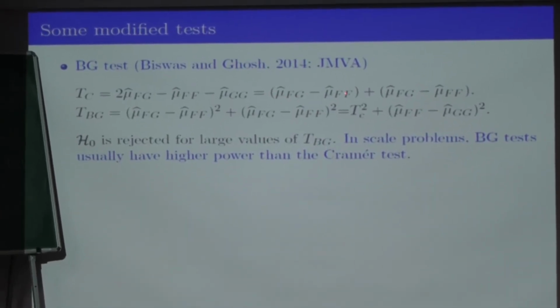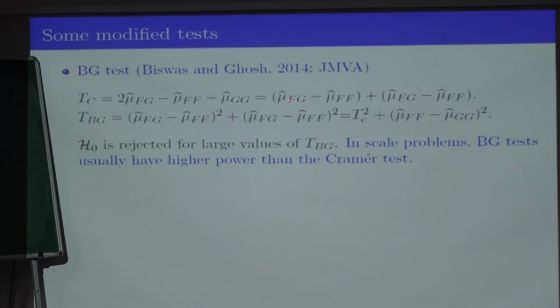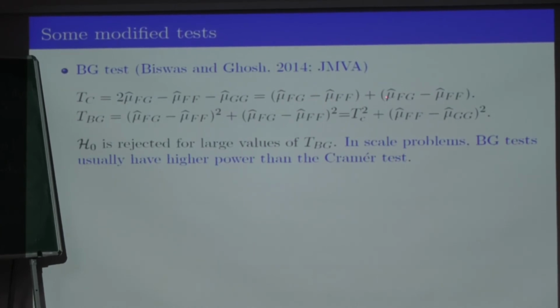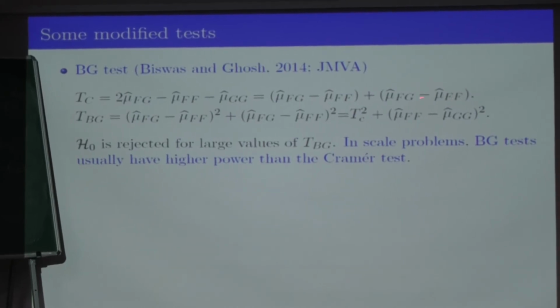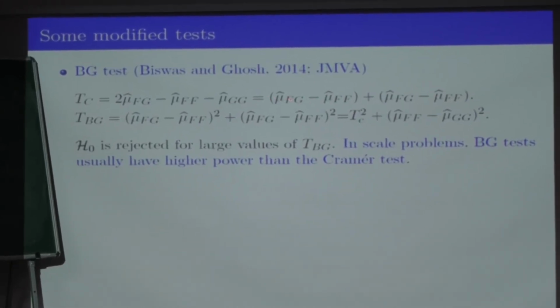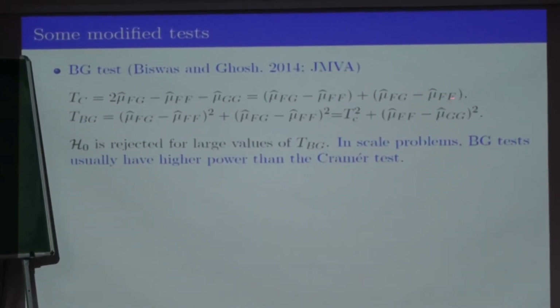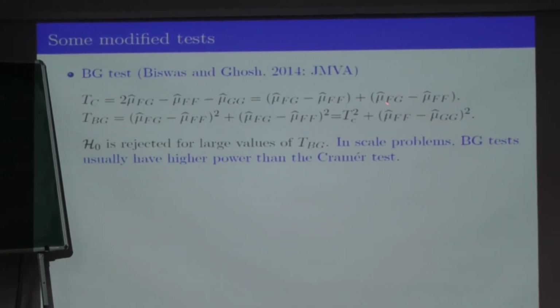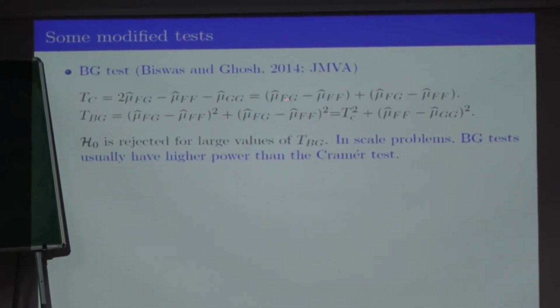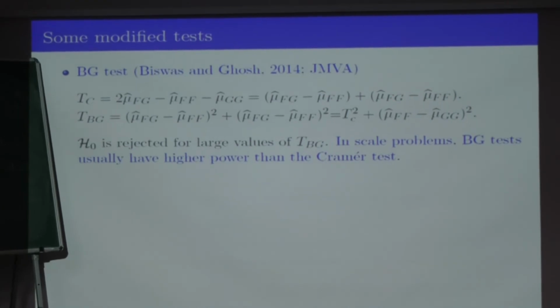As d tends to infinity, this gives you DFG minus DFF, and this gives you DFG minus, this should be DGG again. Okay. So we have seen the cancellation of these two terms, meaning one of them is positive and one of them is negative. That was creating the problem. How to take care of it?